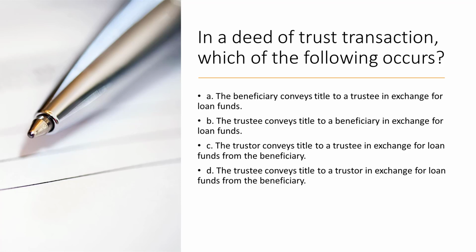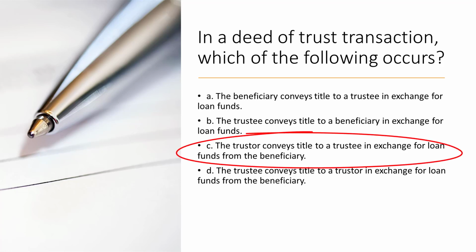Understand, in a deed of trust, as in most all trusts, there's three parties involved: trustor, trustee, and beneficiary. With a deed of trust, the beneficiary is the lender. The trustee is the attorney who holds ownership of the property in trust on behalf of the trustor, the home buyer. So in this question, C would be our answer. The trustor conveys title to a trustee in exchange for loan funds from the beneficiary.